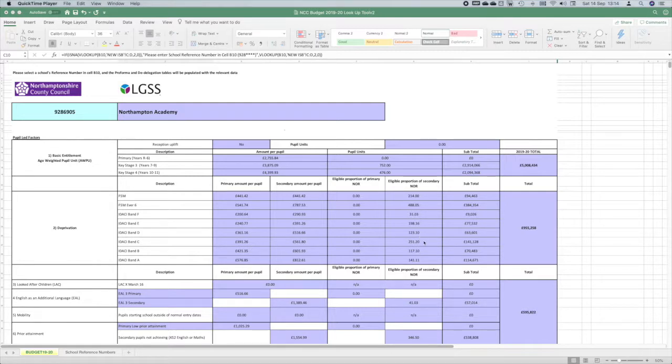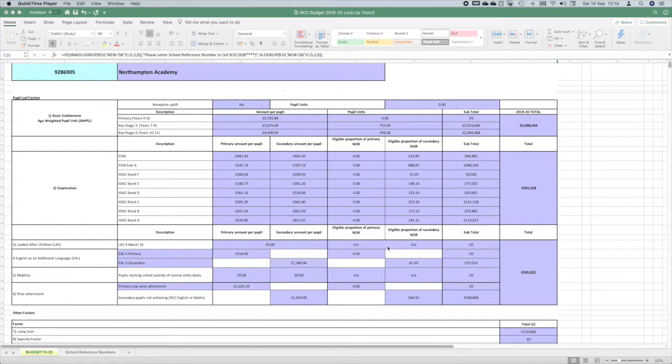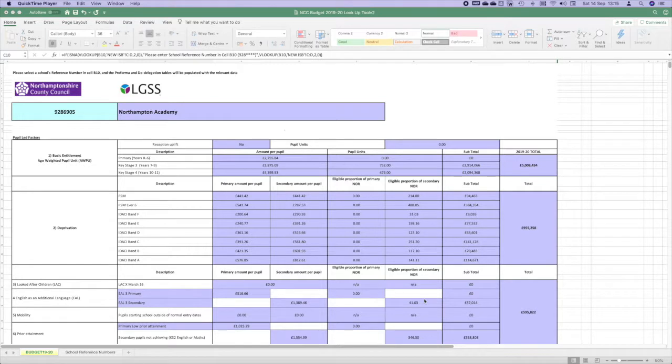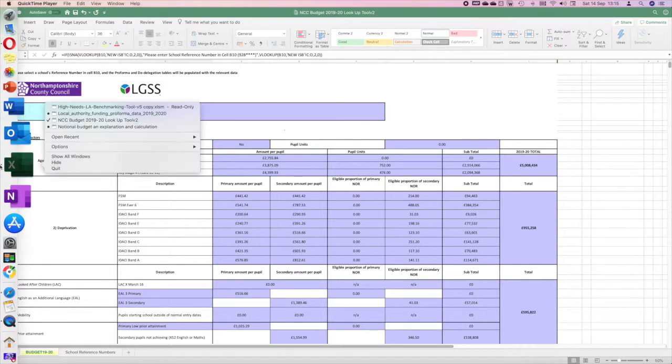B, C and D. No looked afters, 41 EAL students, but these are factors that are not counted in the notional budget anyway. However, 346 of their pupils coming in with low prior attainment. So I'm not going to check their SEN figure. It's down at the bottom of the page. We're going to go and find out whether this way of working it out actually works. I know it does, but let's go and do it anyway.